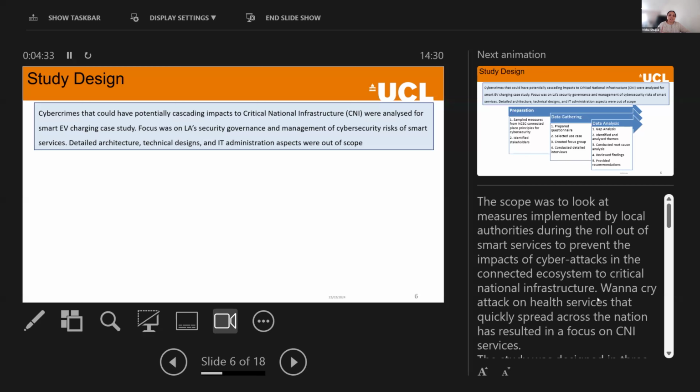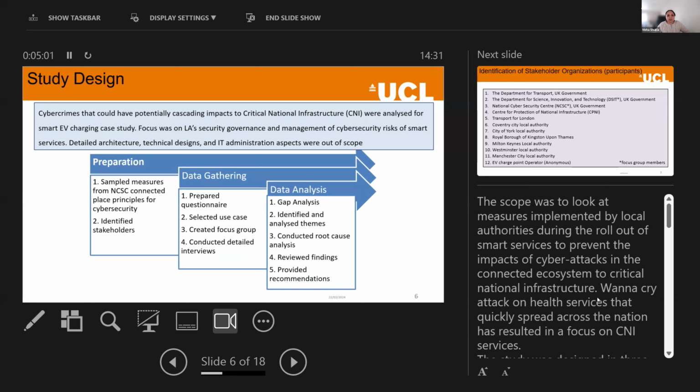The key area in scope was the cascading impacts of a cyber attack onto a critical national infrastructure like a power grid. Everybody would remember the WannaCry cyber attack, which paralyzed the National Health Service in the UK in 2017. So critical national infrastructure has been the focus here. And because we are talking about local authorities, it's about the governance of the cyber risks and not about the actual technical problems here.